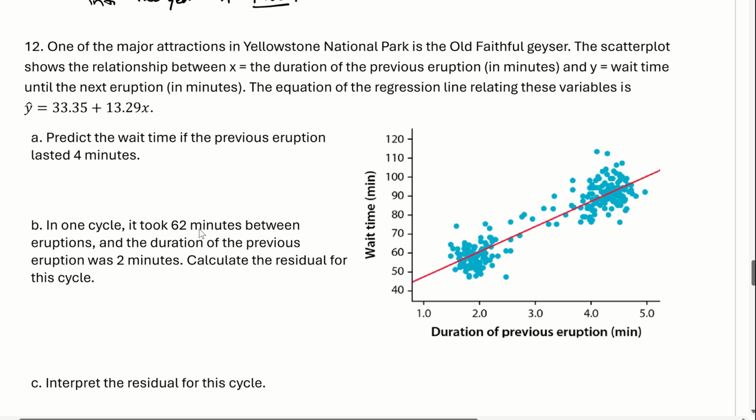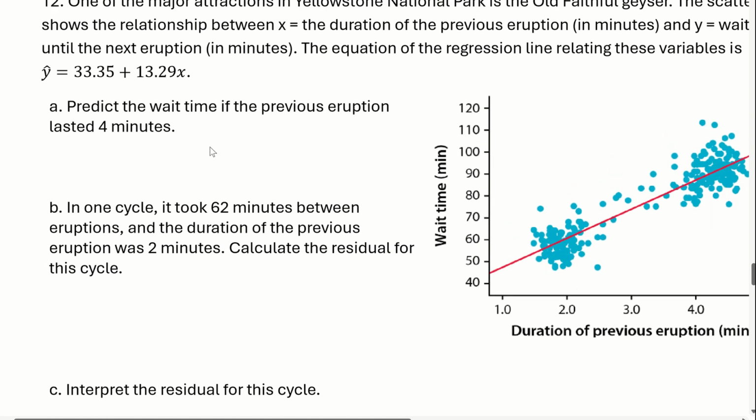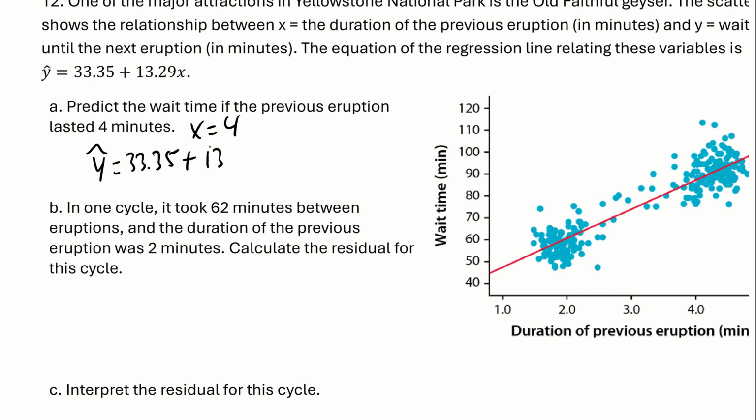So let's look at number 12. One of the major attractions in Yellowstone National Park is the Old Faithful geyser. This scatter plot shows the relationship between x equals duration of the previous eruption and y equals the wait time until the next eruption. The equation of the regression line is given. Predict the wait time if the previous eruption lasted 4 minutes. That means x is equal to 4, so we plug it in. y hat equals 33.35 plus 13.29 times 4.